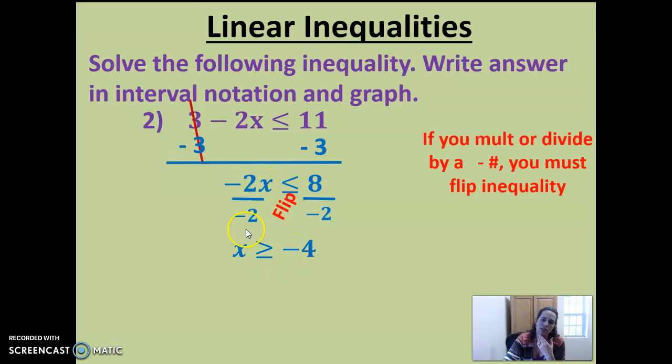Okay, so the negative 2's cancel. We get x is greater than or equal to a negative 4. Okay, so anytime that bottom number is negative, you are going to have to flip that inequality. So we have solved it. Now it wants us to write our answer in interval notation and graph.